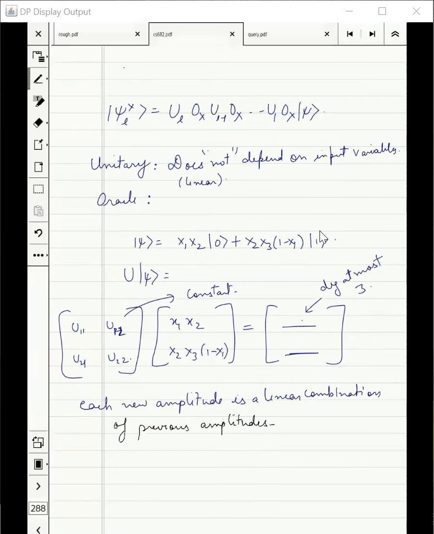Remember, U11, U12, U21 have no information about x1, x2. They are just constants. That means, for example, this will be U11 x1 x2 plus U12 x2 x3 1 minus x1. It will still remain a polynomial of degree at most 3. A unitary is not going to increase the degree. Any questions here?